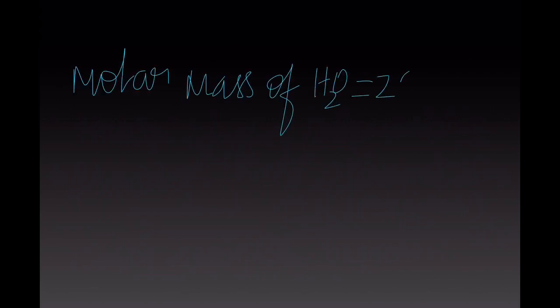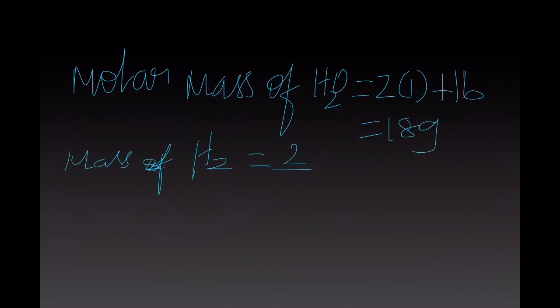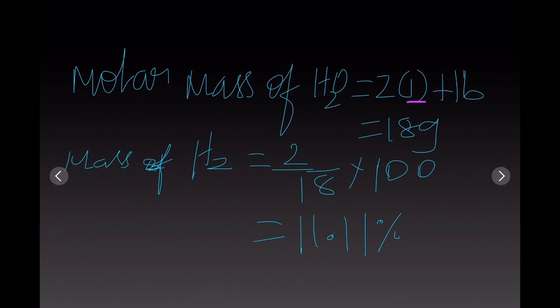Molar mass of water: 2 atoms of hydrogen, and the atomic mass of hydrogen is 1, so 2 into 1 is 2. Then the atomic mass of oxygen is 16, and we have 1 atom of oxygen, so the total is 18 gram. So this is the molar mass of water. And we have 2 atoms of hydrogen and the molar mass is 18.